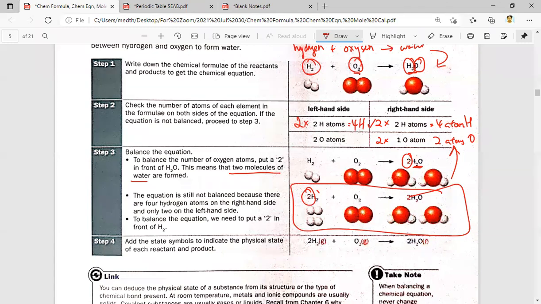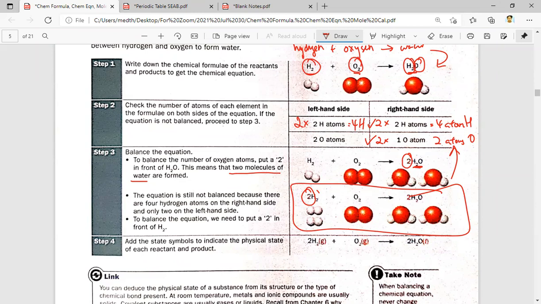How many oxygen do I have on the right hand side? 2. So it is balanced. When you're balancing a chemical equation, you're trying to make sure that the atoms of each element on the left hand side equal the atoms of the elements on the right hand side. You may say, why must we balance here and there, why can't we do it in one shot?